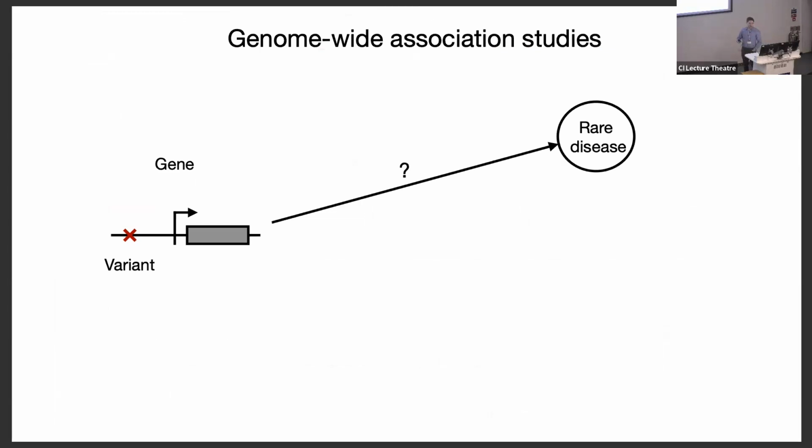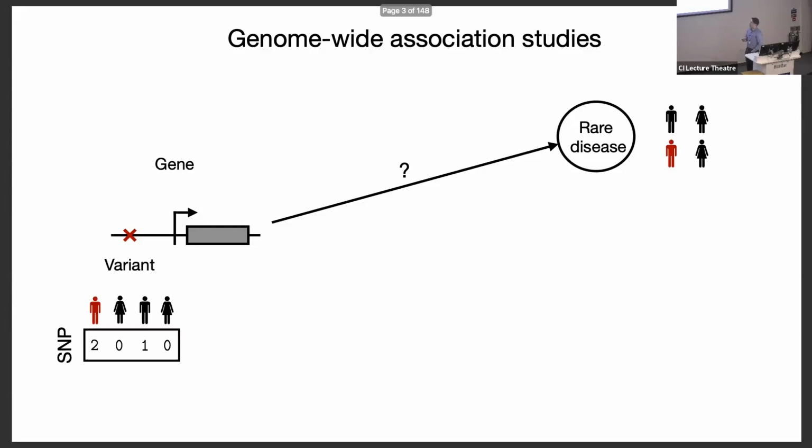I first want to briefly go over genome-wide association studies and the types of data we can leverage to improve power in these studies. In a GWAS, we measure a collection of variants, and we want to test for association between that variant and, in this case, a rare disease of interest. Specifically, we're going to focus on single nucleotide polymorphisms. These are base pair mutations that occur in at least 1% of the population, and they're coded numerically 0, 1, or 2, which is just the number of minor alleles that individual contains.